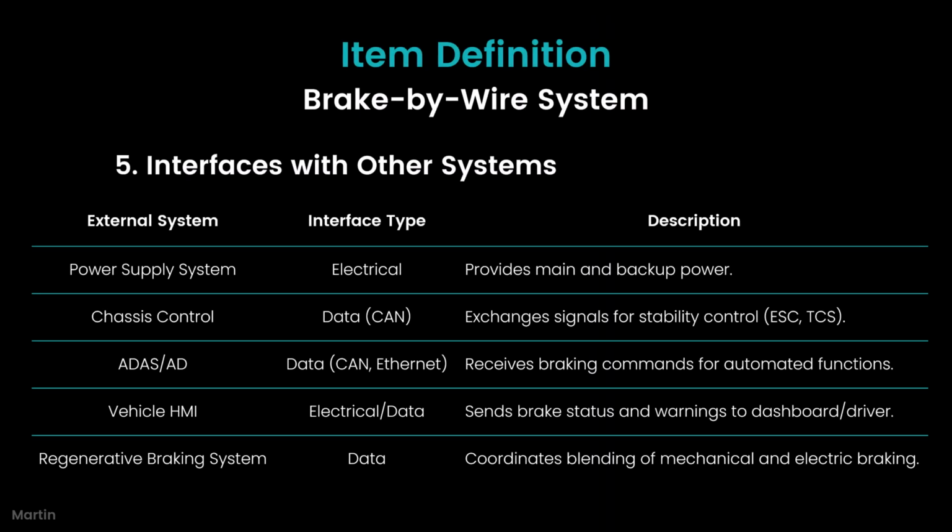The fifth section of an item definition is the interfaces with other systems. This section describes how the item connects and communicates with external systems, components, or subsystems. It specifies the types of interfaces, such as electrical, mechanical, data, or network connections, and the nature of the information, power, or signals exchanged. Clearly defining these interfaces ensures compatibility, facilitates integration, and helps prevent misunderstandings or conflicts during development and testing.